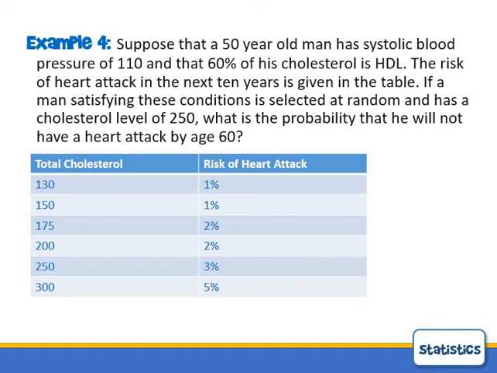But if a man satisfying these conditions is selected at random and has a cholesterol level of 250, what is the probability he will not have a heart attack by age 60? So he meets the criteria to where we could look in the table and we see the probability that he does have a heart attack is 3%. We can just read that in the table. If we want the probability he does not, we just subtract from 1 or from 100%. So the probability of no heart attack is 1 minus the probability that he does have a heart attack. So 97%, or as decimals, 1 minus 0.03, 0.97. So there's a case where I can use the 1 minus rule to figure out the probability that it does not happen.